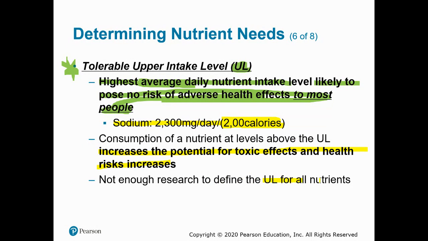We do not have a UL for all nutrients. And again, that's just because for some, there may not need to be an upper level. But largely, we don't have an upper level for every nutrient because we haven't done enough research on all the different nutrients in order to understand what a realistic tolerable upper intake level would be.